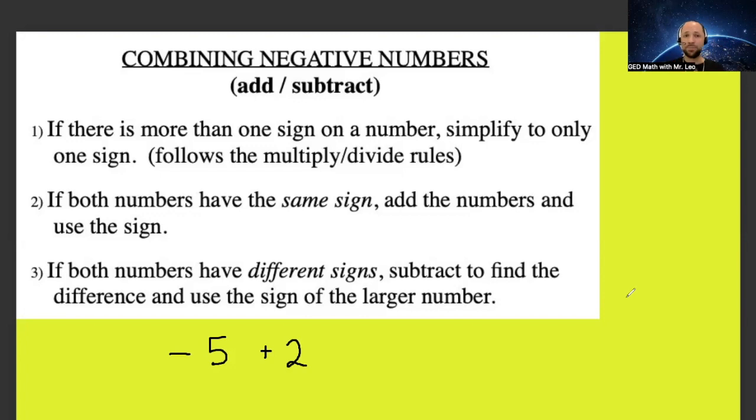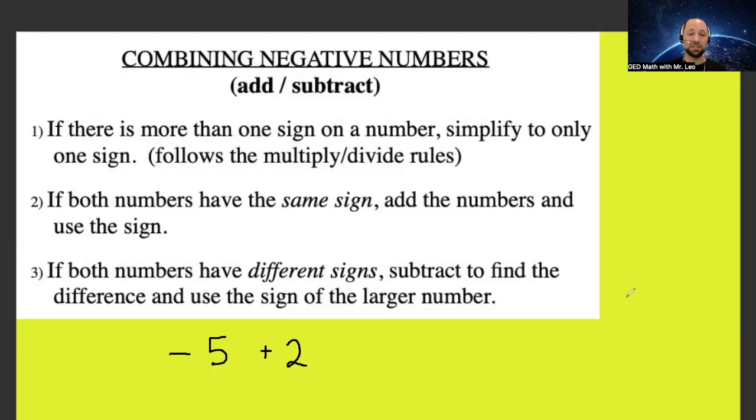First off, step 1. Do we have to simplify here? Is there more than one sign on a number? No. Each number has one sign, so they're good to go. Step 2. If both numbers have the same sign, do these have the same sign? No, they have different signs. So we have to go to step 3.